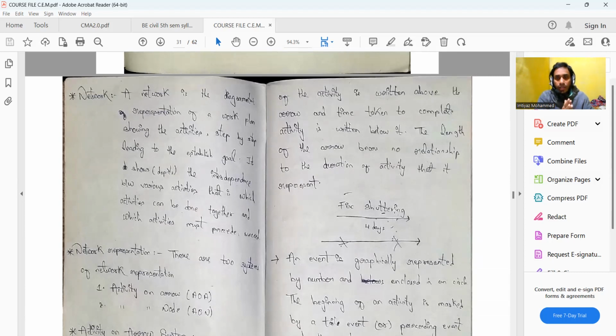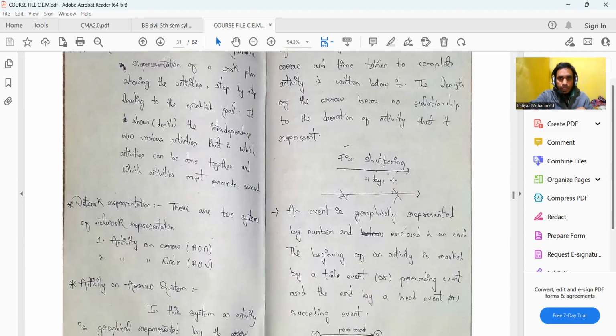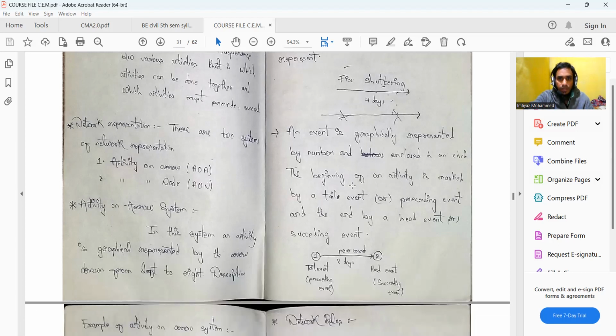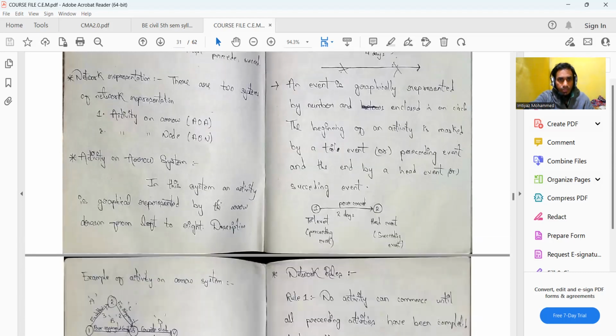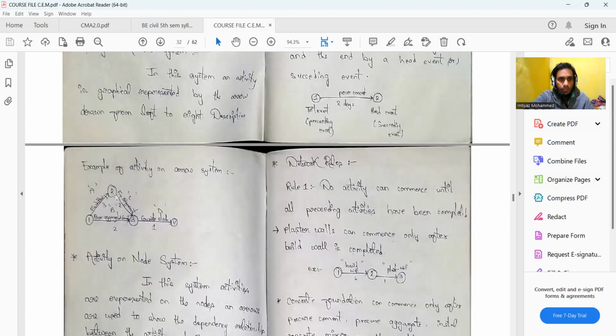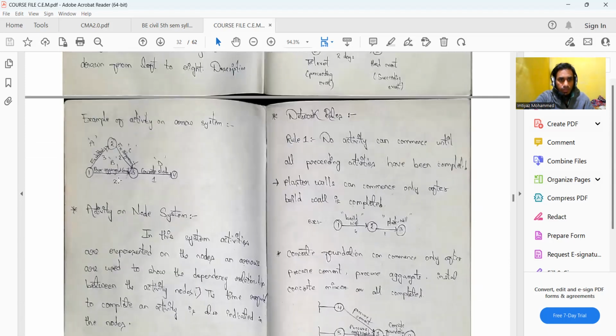Another point to be noted is that the duration of the activity is written below the arrow, as you can see, 4 days over here. The length is in no way proportional to the duration that it takes. Then this is about the activity on arrow system. You can also see the example over here.